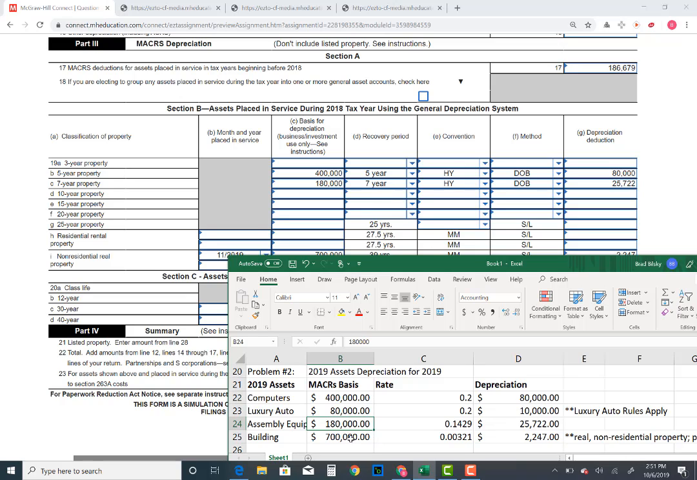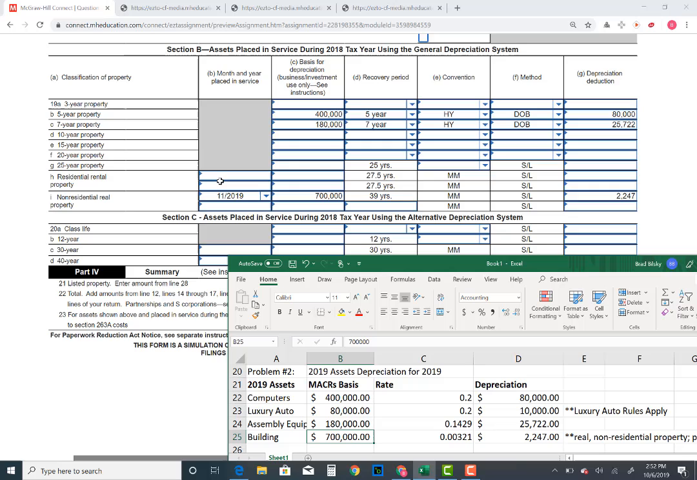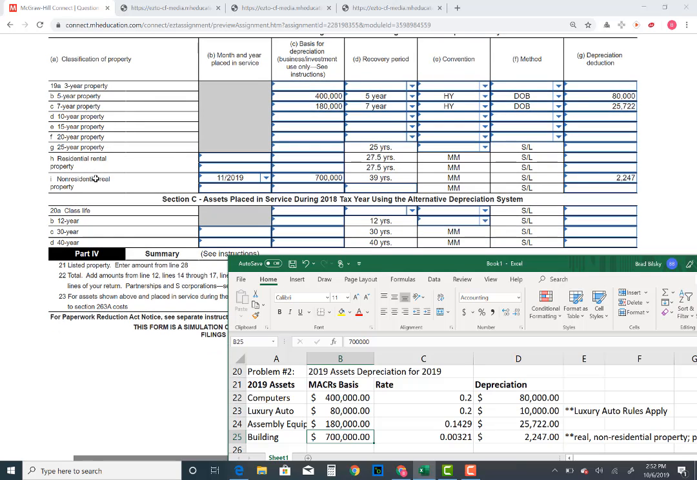All right, notice the building that we purchased. We don't put that in that particular section. We have a different area for our non-residential real property. If we had residential rental property, we'd have a different area where we put it. So what we need to do is just put the amount there, the 700,000. We calculated earlier the amount of depreciation, so we're just transcribing that right there.